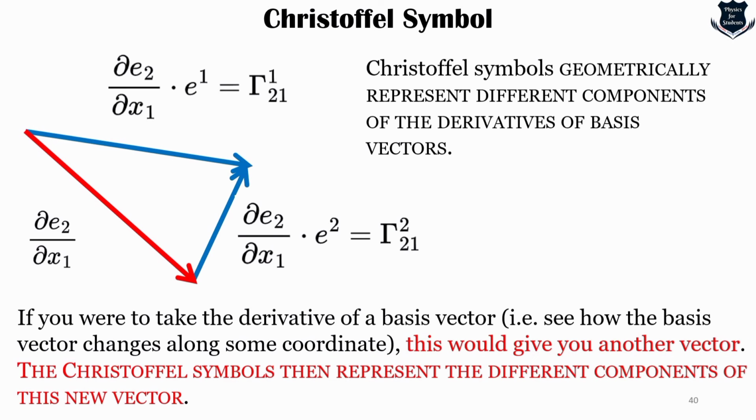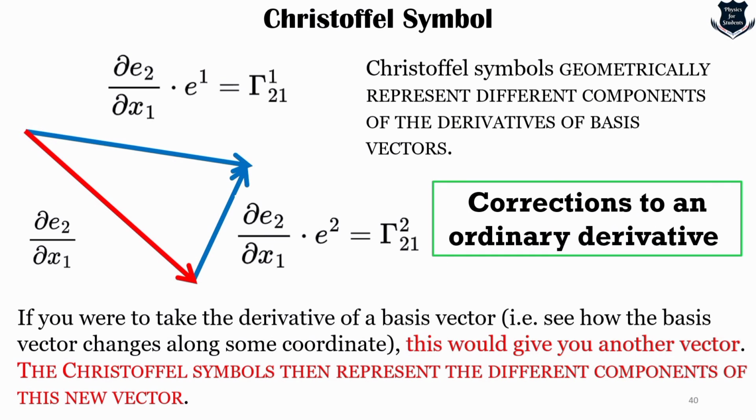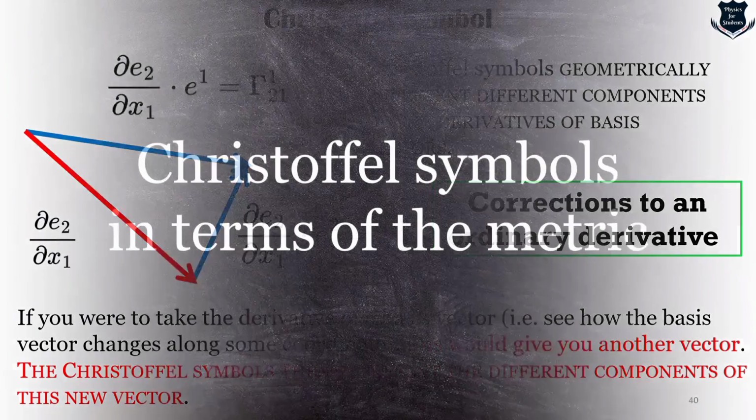Remember, these are the different components of the derivative of basis vectors, because the basis vector changes with the curved space-time. If you take the derivative of a basis vector, this gives another vector, right? So the Christoffel symbols represent the different components of this new vector. All these things change. Now from this Christoffel symbol, and how the basis vectors change, you will see that there is an underlying force which is also working. These are in bold. Remember, these are corrections to an ordinary derivative.